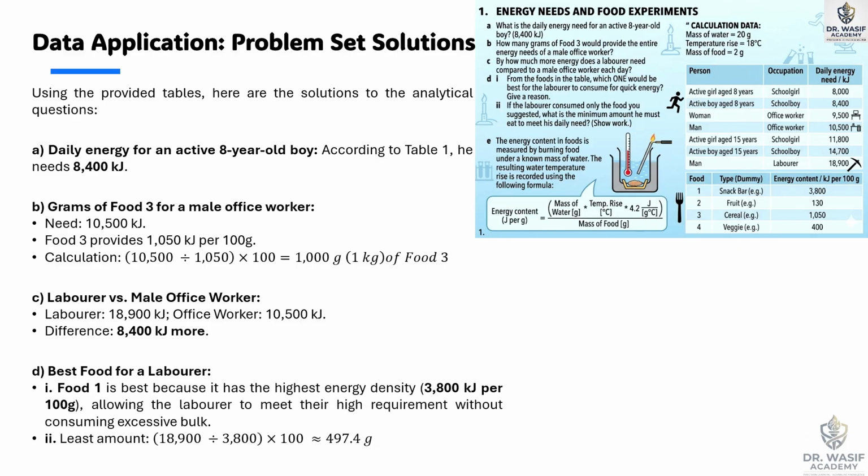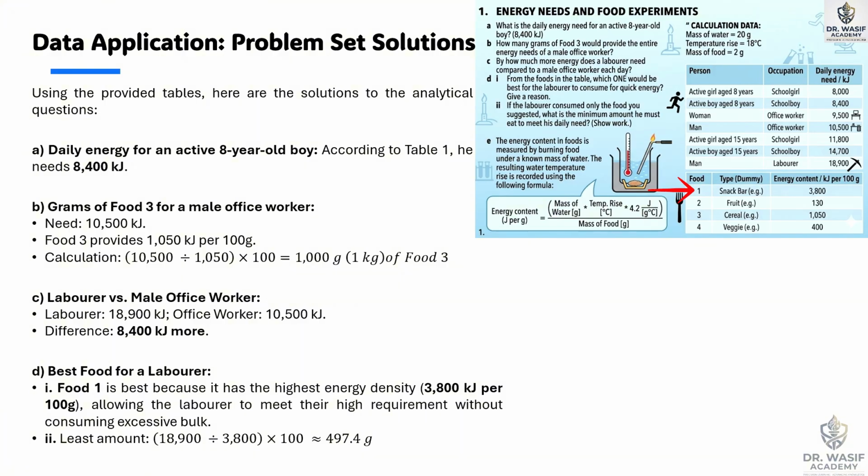For question D, first part, which food is best for the laborer? We will select food A, food 1, because it has the highest energy density at 3,800 kilojoules per 100 gram. You can see that here, 3,800 kilojoules per 100 gram. A laborer burns energy fast, so they need concentrated fuel, so that they do not have to spend all day eating massive volumes of bulky food. That is the reason he will require energy dense food.